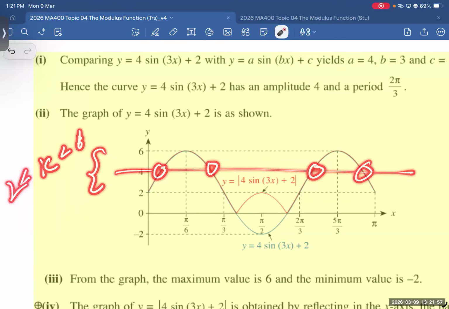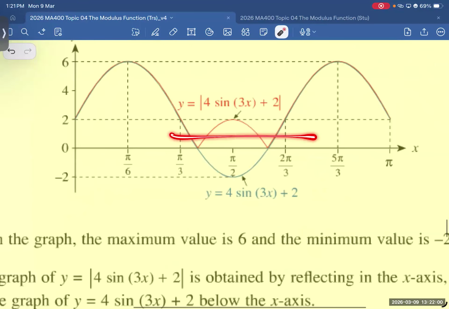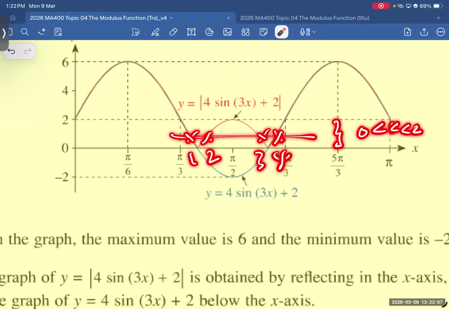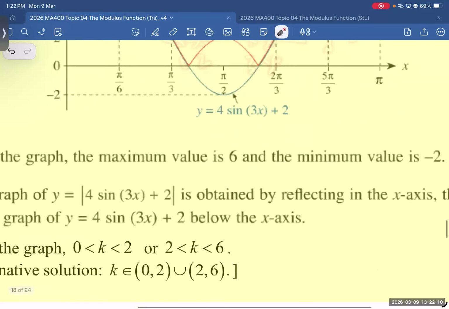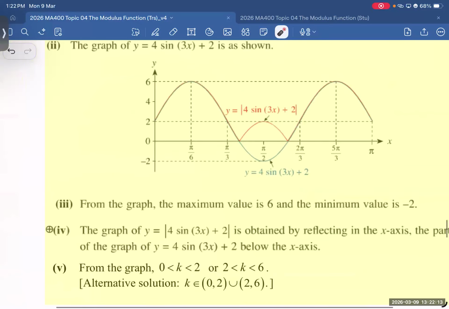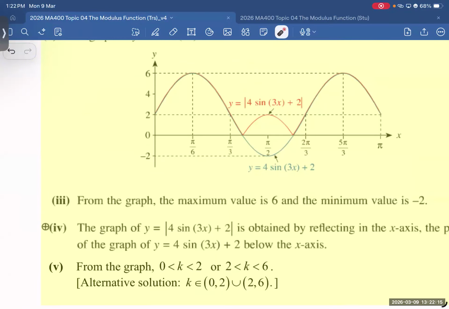What else? If k is between 0 and 2, I can also cut 1, 2, 3, 4 times. So what's my answer? If k is between 0 and 2 or 2 and 6, I will cut 4 times. Y equals k is a horizontal line. This question is very popular, so I will revise this a few times. The value is y, always look at the y axis.